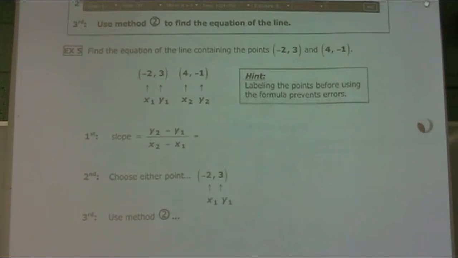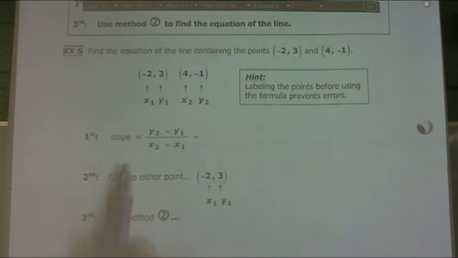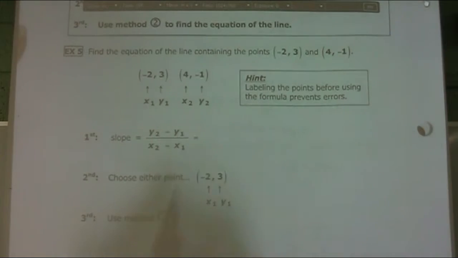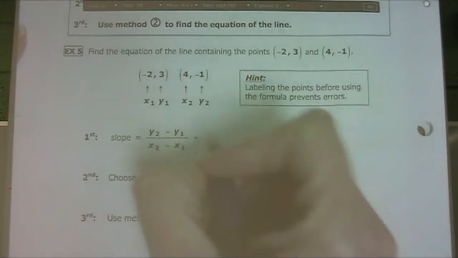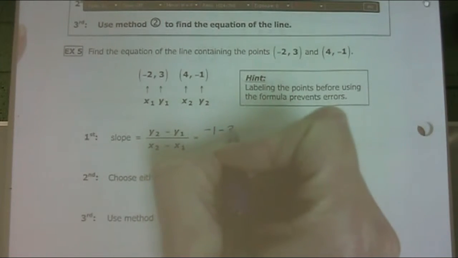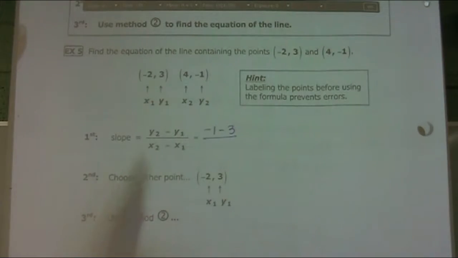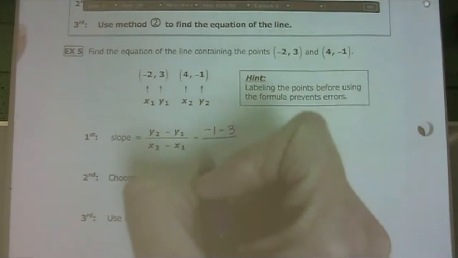The first thing you want to do, label your points. So x1, y1, x2, and y2. It's going to make it easier and it's going to prevent you from making mistakes. So our slope formula is y2 minus y1 over x2 minus x1, and y2 minus y1 is -1 minus 3. In my denominator, I have x2 minus x1, so 4 minus -2.